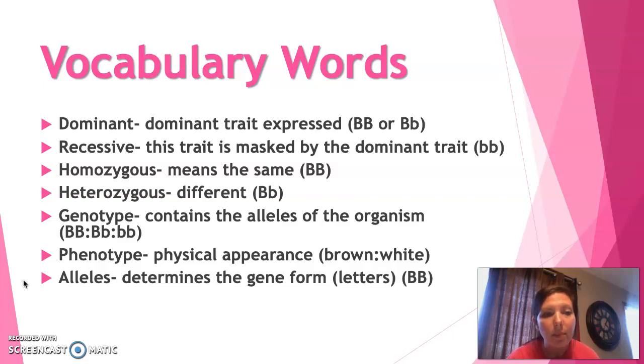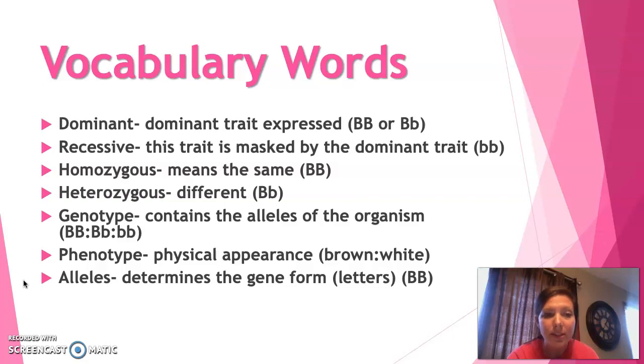So dominant is going to mean that your dominant trait is expressed. What I mean by this is if I'm talking about hair color, for instance, and we're talking about brown versus blonde hair, you would notice that brown is going to be dominant. So noticing the big B, lowercase b. Again, anytime you have a capital letter, that is going to be considered dominant.